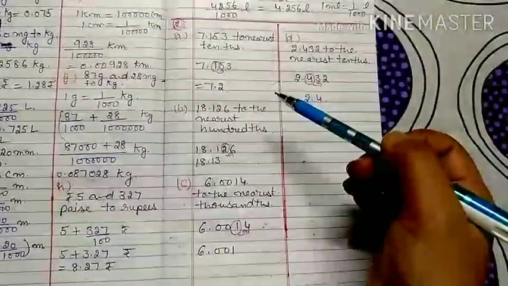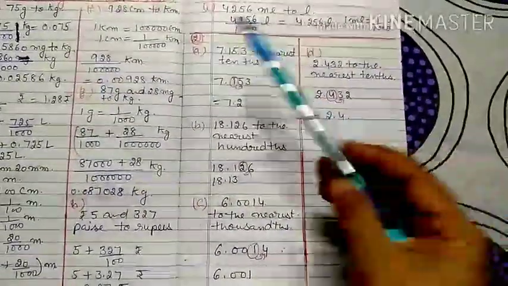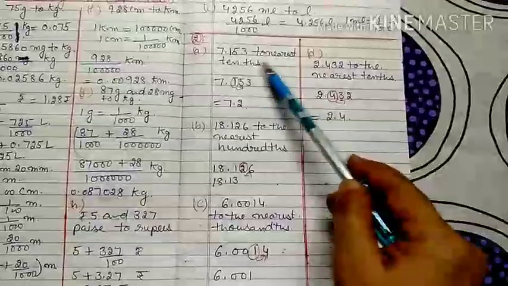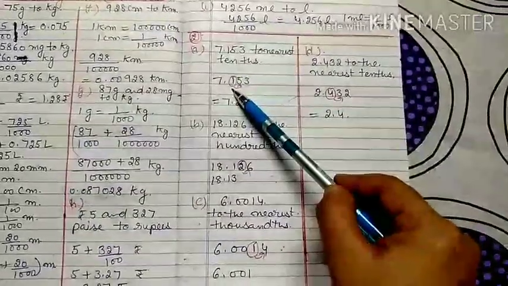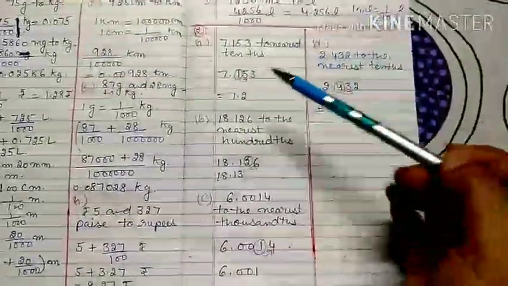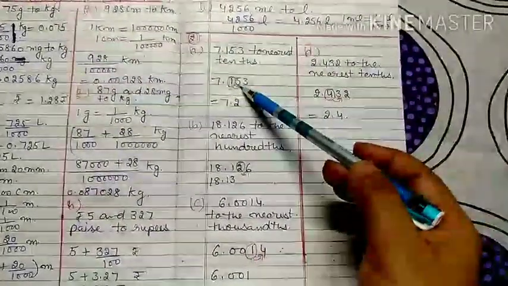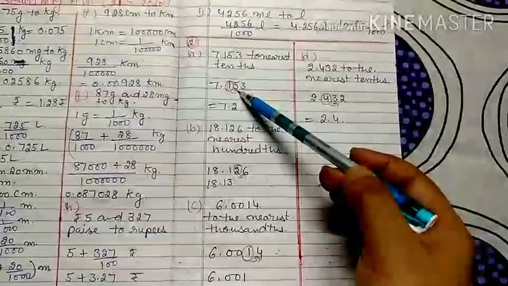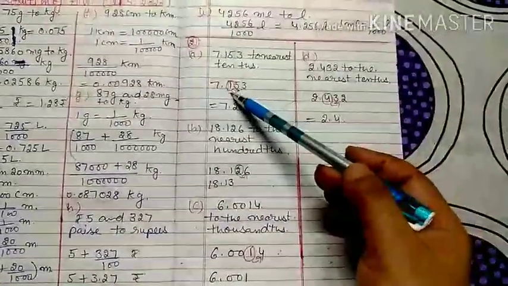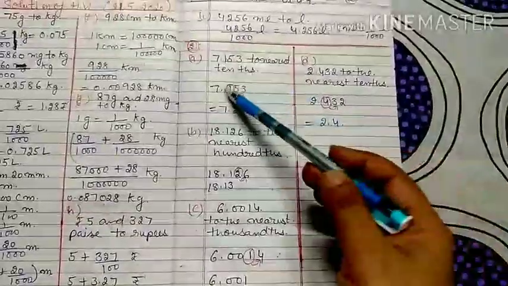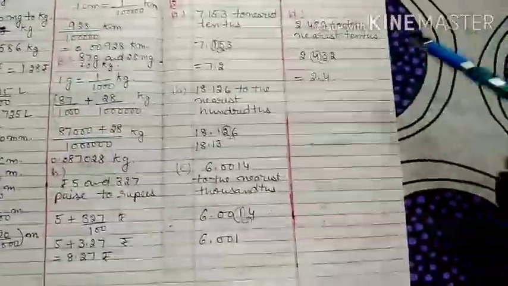Next is your second question. You have to round off the value. 7.153 to the nearest tenth. Nearest tenth means only the first digit after the decimal. So we circle that one and check the next one. Is it less than 5 or greater than 5, or exactly 5? If so, it will be rounded off, and 1 is added to the circled digit, that is 7.2.